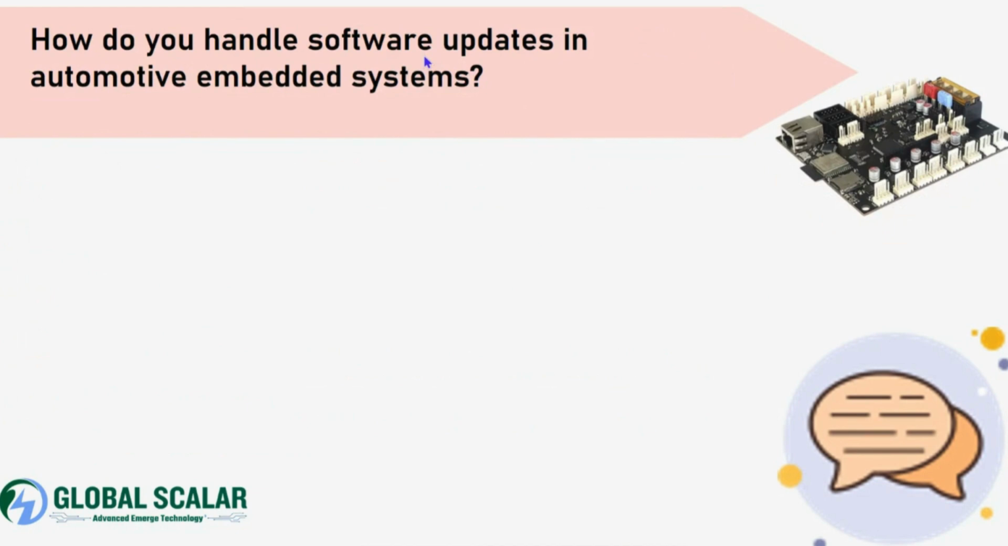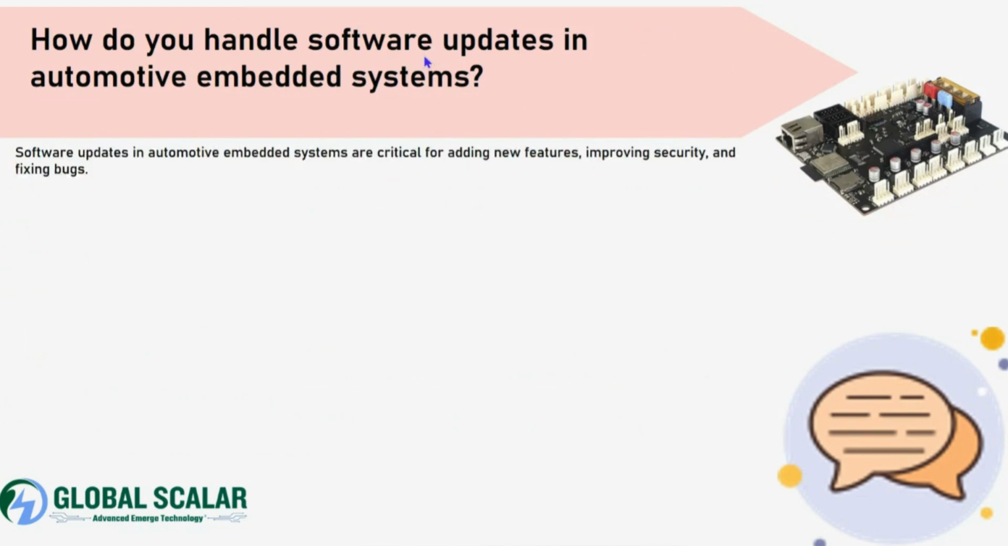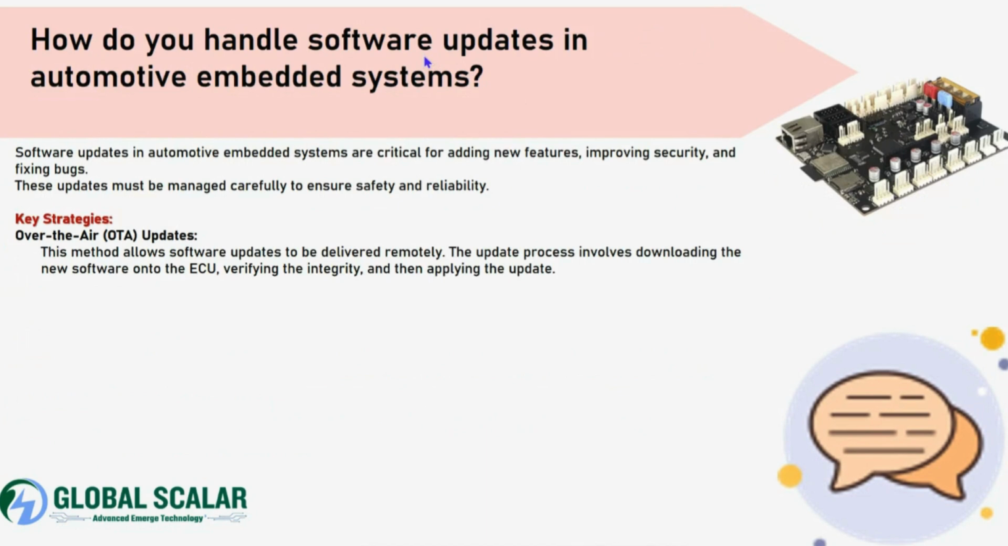How do you handle software updates in automotive embedded systems? Software updates are critical for adding new features, improving security and fixing bugs. Here the updates must be managed carefully. We need to ensure that safety and reliability are the key strengths over the air updates. This method allows the software update to be delivered remotely. The update process involves downloading the new software onto the ECU, verifying the integrity, and then applying the update.